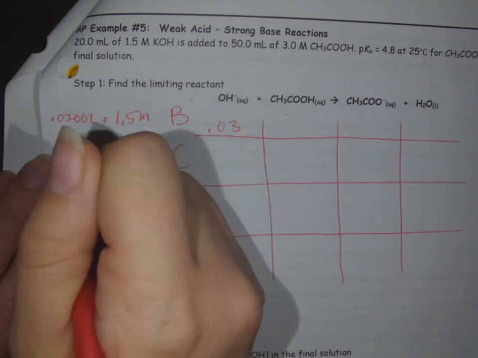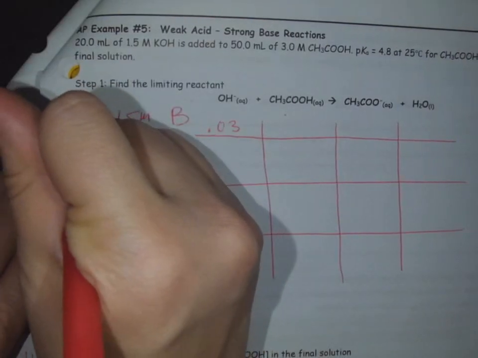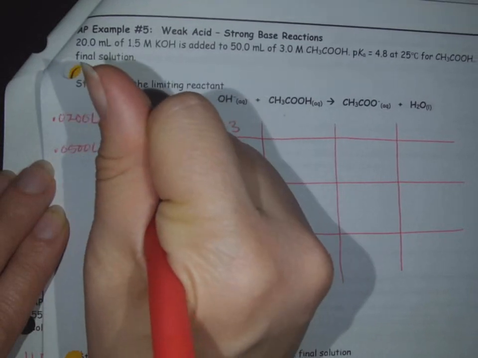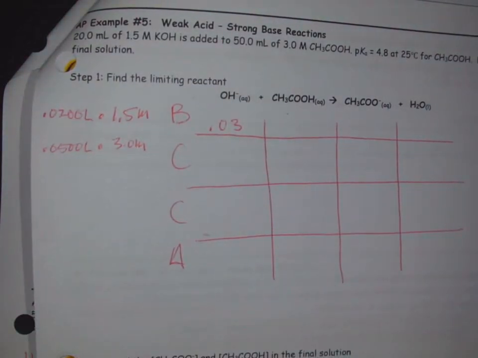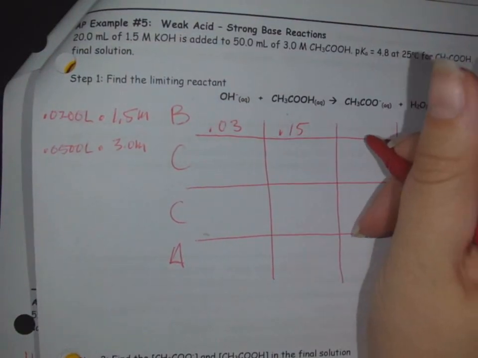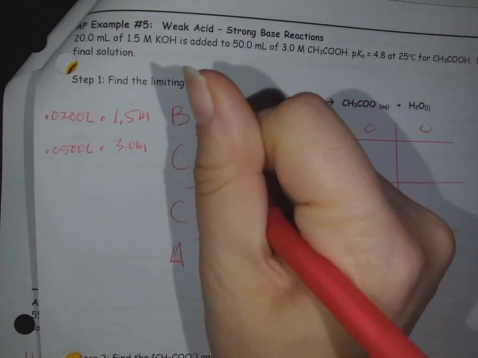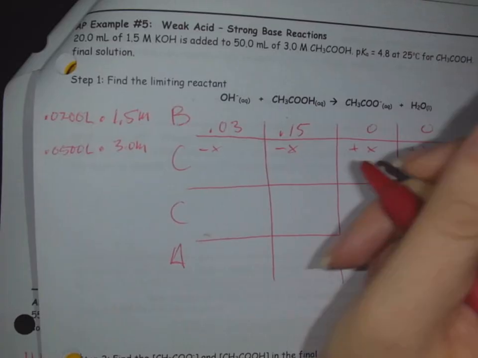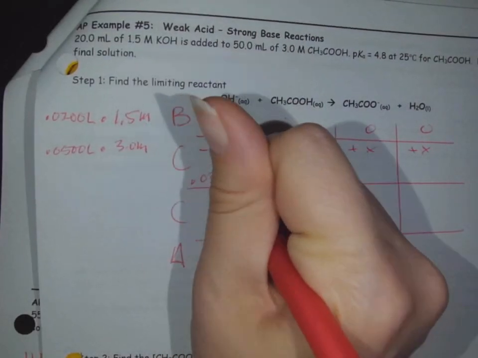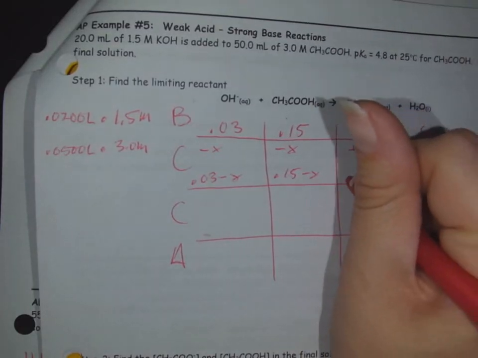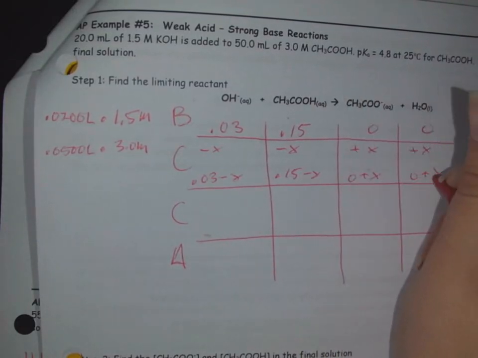Now we're going to do this exact same thing for the acid. 0.0500 liters times the molarity. And this is how many moles I have of the acid. 0 for my products here. We're getting a minus X value and a plus X value. So it's going to be 0.03 minus X, 0.15 minus X, 0 plus X, 0 plus X.